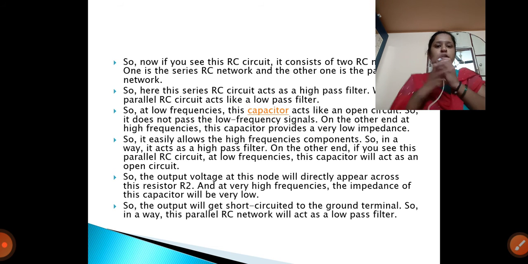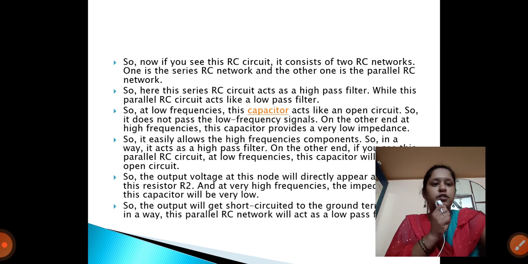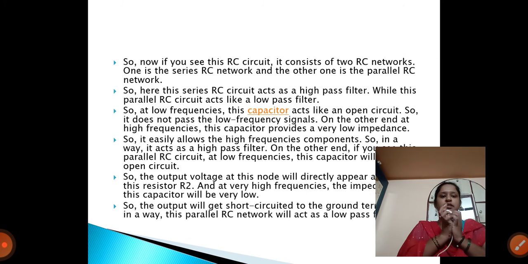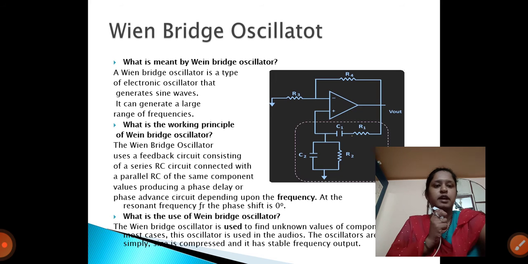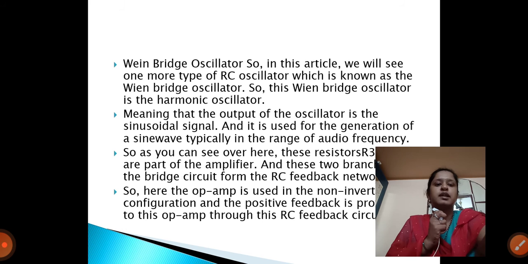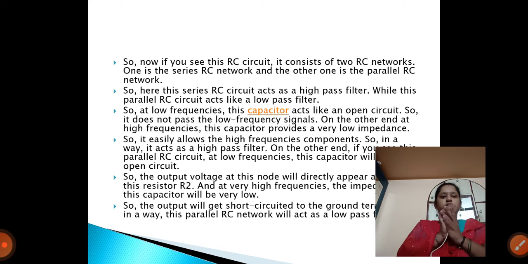Now we can see the RC circuit consisting of two RC networks. One is the series RC network and the other one is a parallel RC network. I have already explained, this is a series and this is a parallel. Here the series RC circuit is a high pass filter, while the parallel RC circuit is like a low pass filter.